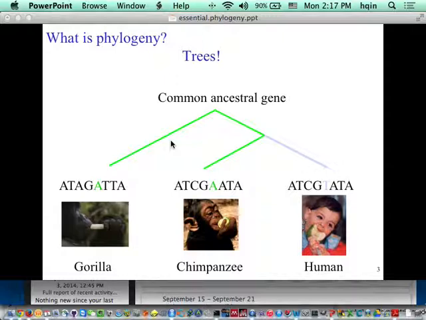So the funny thing is, phylogenetic trees, most likely they are not drawn upwards. Usually we draw the joins downwards or sideways. So in this case, human and chimpanzee will be closer than gorilla based on this tree.